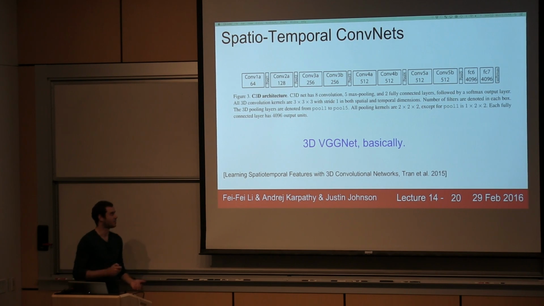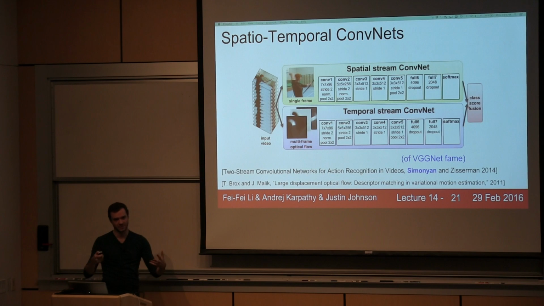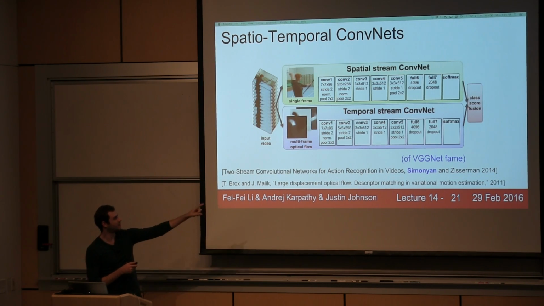Another approach that works quite well is from Karen Simonyan in 2014. Karen Simonyan, by the way, is of VGGNet fame. He's the person who came up with the VGGNet, and he also has a very nice paper on video classification. He didn't want to do three-dimensional convolutions because they're painful to implement, so he only used two-dimensional convolutions. The idea is that we have two convnets, one looking at an image, and the other looking at the optical flow of the video.